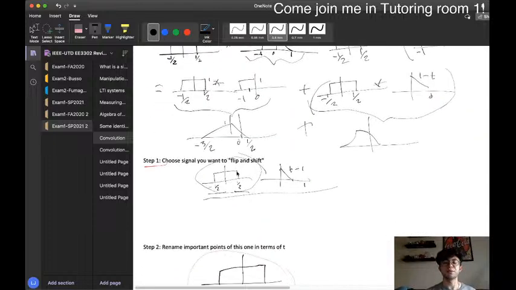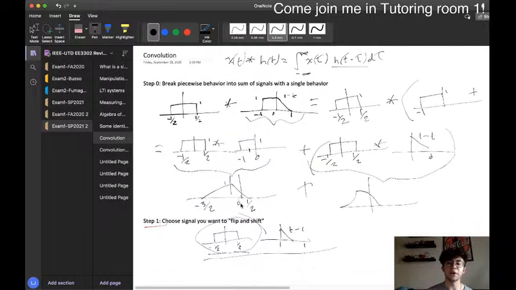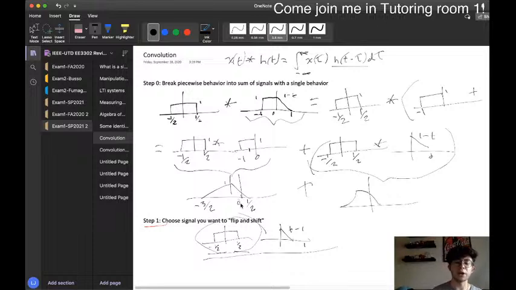We can always do this, by the way. It's not like this is just some isolated case. We can always break it up into functions of different behavior, just because we always have linearity. So yeah, this is how I do convolution problems. And for this course, especially in the first exam, you're typically just going to be doing convolutions like this one. It's going to be fairly simple functions.